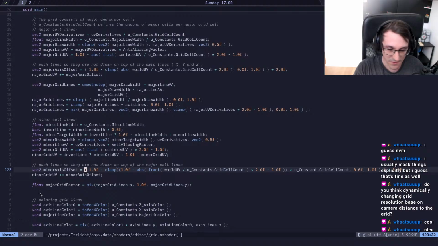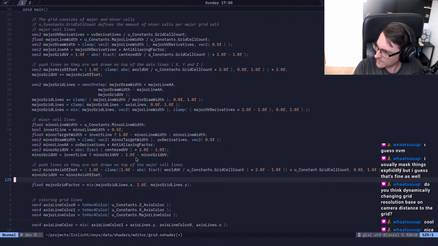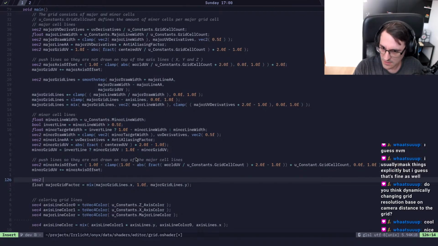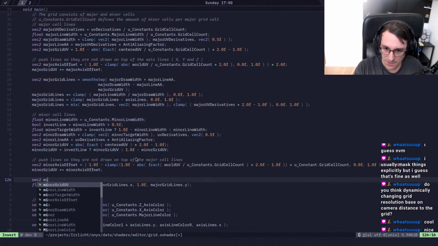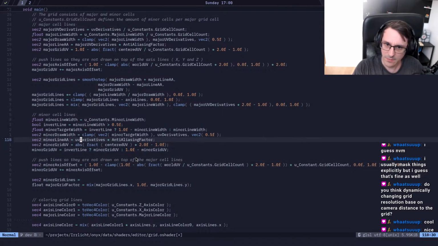Then we do this and then times 2. I think that's correct now. I hope it is. And then the minor grid minus offset. If not, we will definitely see it. And minor grid lines. I mean, basically we copy that last thing.